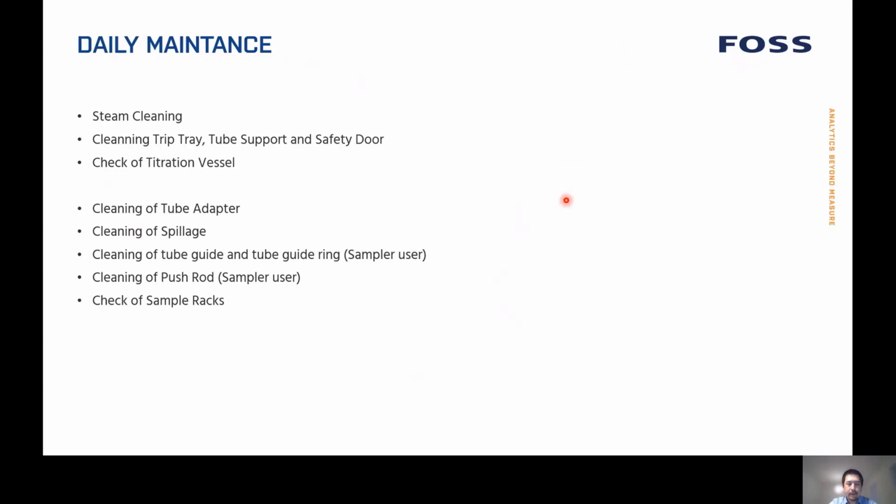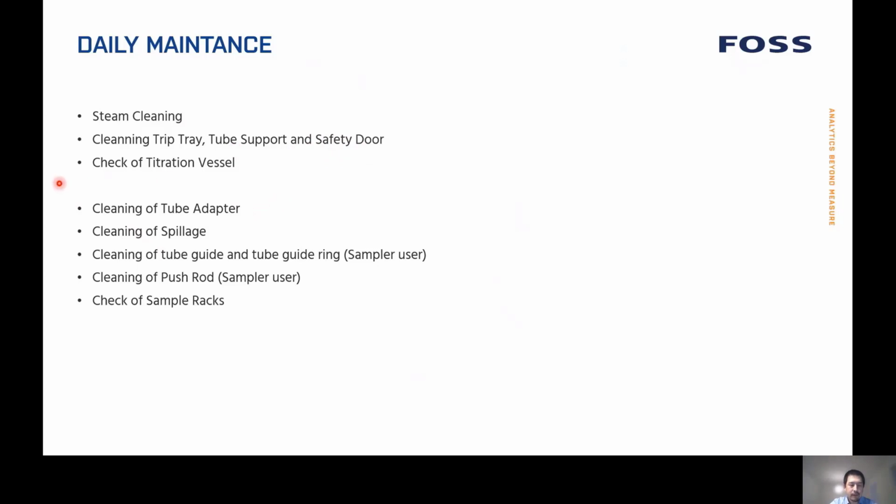The first is daily. And we have some very important procedures like steam cleaning. Steam cleaning is after you finish all the analysis, you have to use steam to clean the flow system, to ensure there are no ammonia residues inside the system, to make sure it's maintained. The other thing is you have to clean the drip train, the tube spool, and the safety door. This is something you have to clean daily after running the analysis, because there's some spillage on the tubes and safety door.